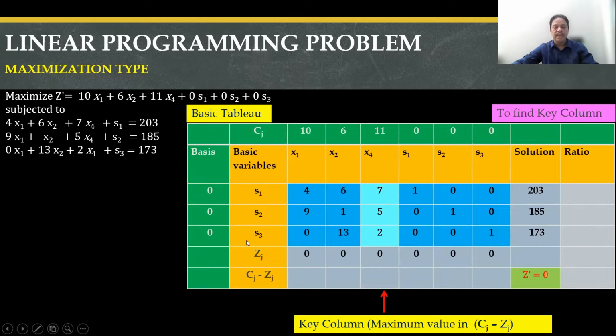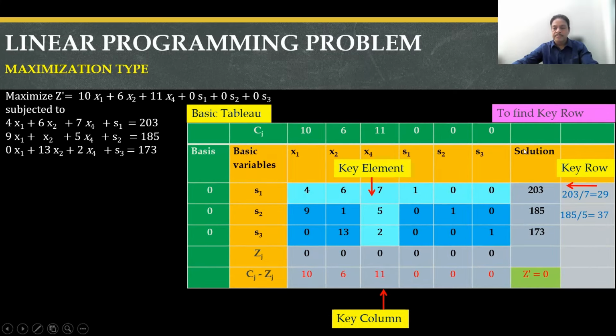And who will leave the solution? How do we find that? Yes, you guessed it right. We divide the solution column values by the key column values and we get ratios as 29, 37 and 86, out of which 29 is the minimum value. So this row which belongs to S1 will leave the solution and the intersection of key row and key column is the key element, that is 7 in this case.